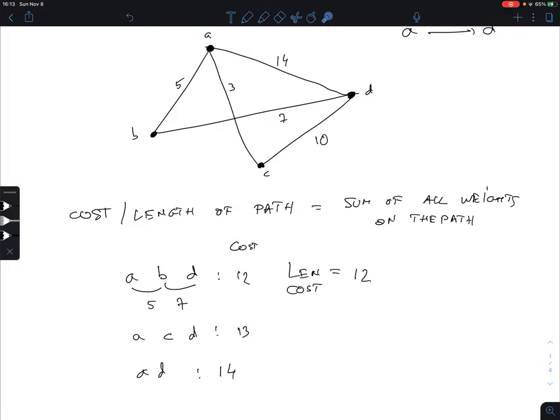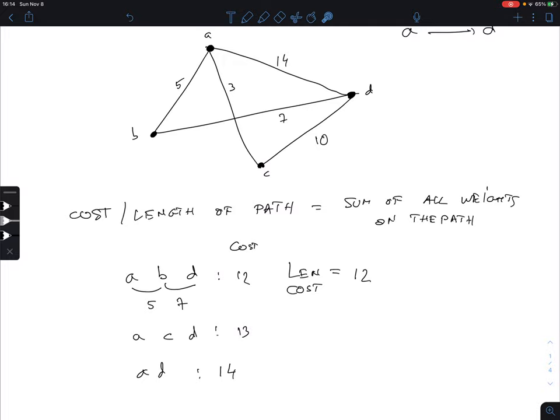So the cheapest, of course, would therefore be this one. And if we look for the cheapest one, it will always be a simple graph, right? It's never going to be a simple path. Okay. So how do we find this?